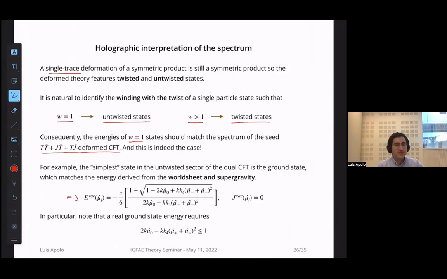Some time ago, I showed you that this TsT-transformed background was characterized by 4 charges. And if you do the analytic continuation that takes you from those solutions to the ground state, you see that the same energy pops up. So we can see explicitly that this is indeed true. The states with winding 1 correspond to untwisted states in the deformed theory, whereas the states with winding greater than 1, we have not checked. This is an expectation. And the reason we have this expectation comes from considering simpler cases where we can show that this is indeed the case.